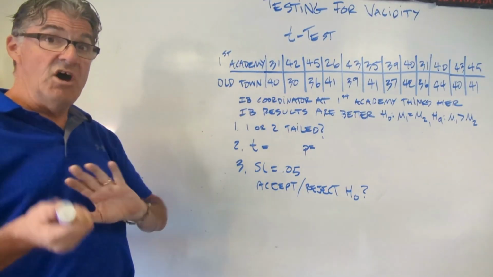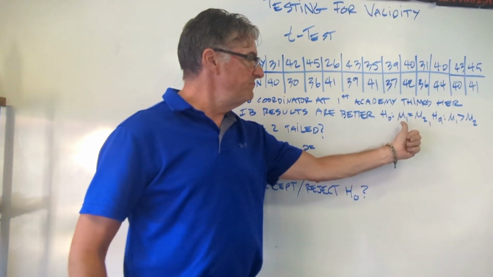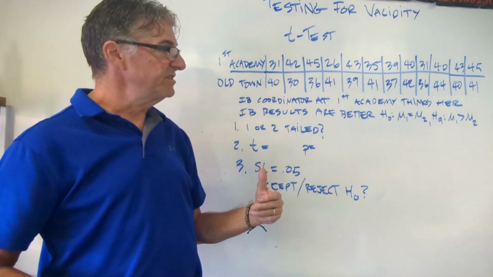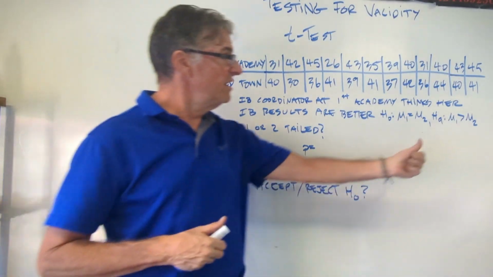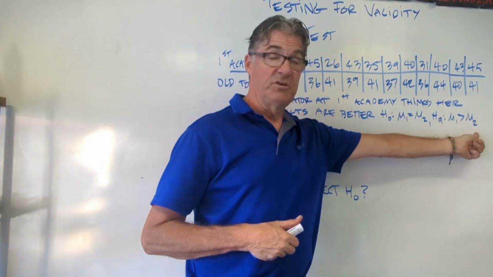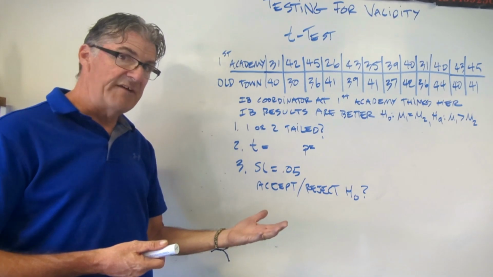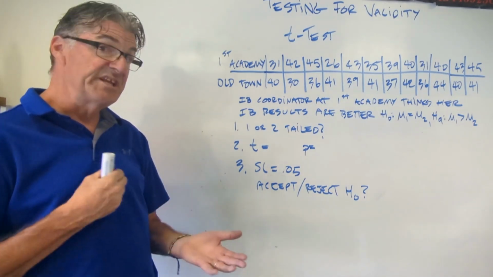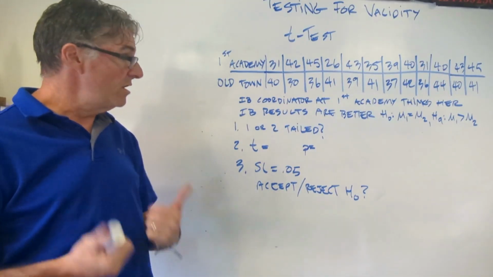So H0, the null hypothesis, is that mu1 equals mu2, and the alternate hypothesis, because she thinks her school is better, is that mu1 is greater than mu2. So we can't just calculate the averages and compare those. We have to run a t-test to see if those differences in the averages are significant or not.